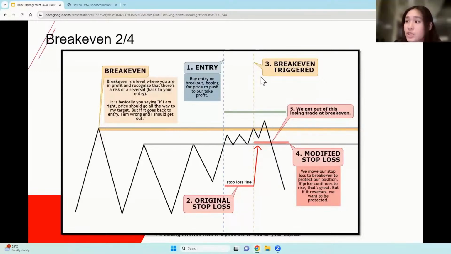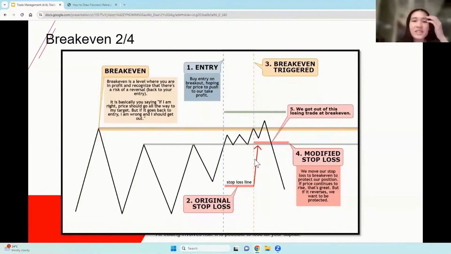Your break even level is typically in between your entry and your take profit level. We've chosen this area since it's a swing high resistance level. We are going in for a buy, expecting price to rise from our entry all the way to this level. We see that price has reversed off our break even, and that's where our break even is triggered. So we move our original stop loss over to our entry instead.